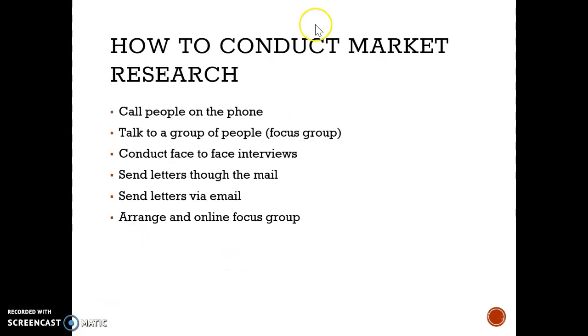I would say the focus group and face-to-face interviews are very similar. Maybe with a face-to-face interview, we only have one person instead of a group of people. We could send letters through the mail. We could do that through email too. And also with focus groups, we could do that online. And especially we're seeing that more and more, how easy it is for us to do virtual things.